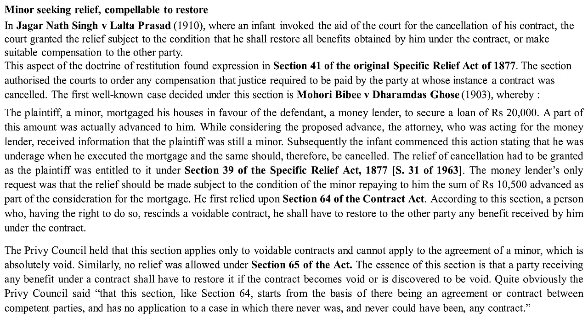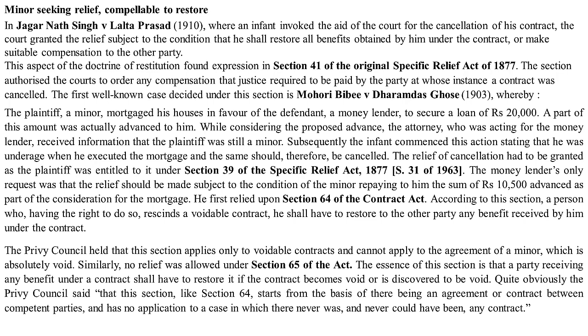Now in this case, the fact was that the plaintiff, a minor, mortgaged his house in favor of the defendant, a moneylender, to secure a loan of Rs 20,000. A part of this amount was actually advanced to him. While considering the proposed advance, the attorney who was acting for the moneylender received information that the plaintiff was still a minor. Subsequently, the infant commenced this action stating that he was underage when he executed the mortgage and the same should therefore be cancelled.